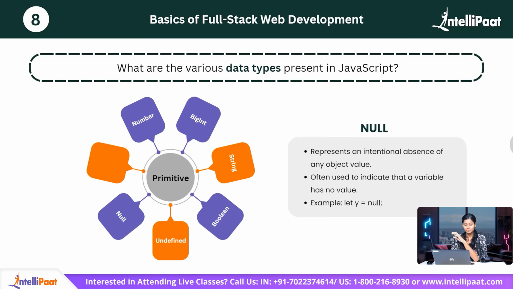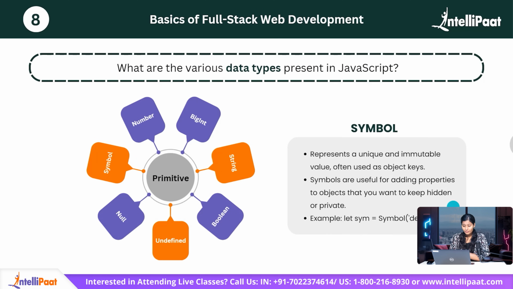Next, you have null. Now, to avoid the previous problem, we just assign the variable the value null. When we don't know what value to give, you can just give it null. It represents an intentional absence of any object value. If at this point you don't want to assign any value to your variable, but do not want to show it as undefined, then you can just assign it null. Next, you have symbol, which represents a unique and immutable value, often used as object keys. Symbols are useful for adding properties to objects that you want to keep hidden or private.